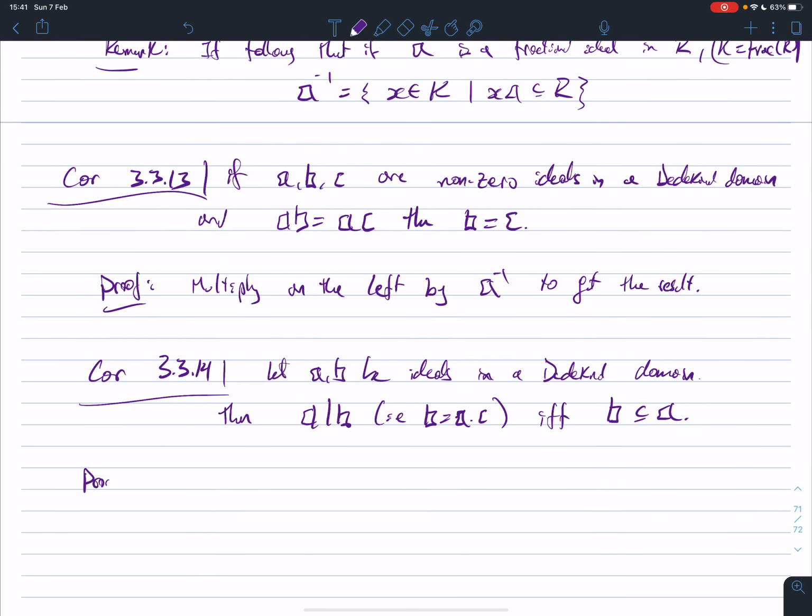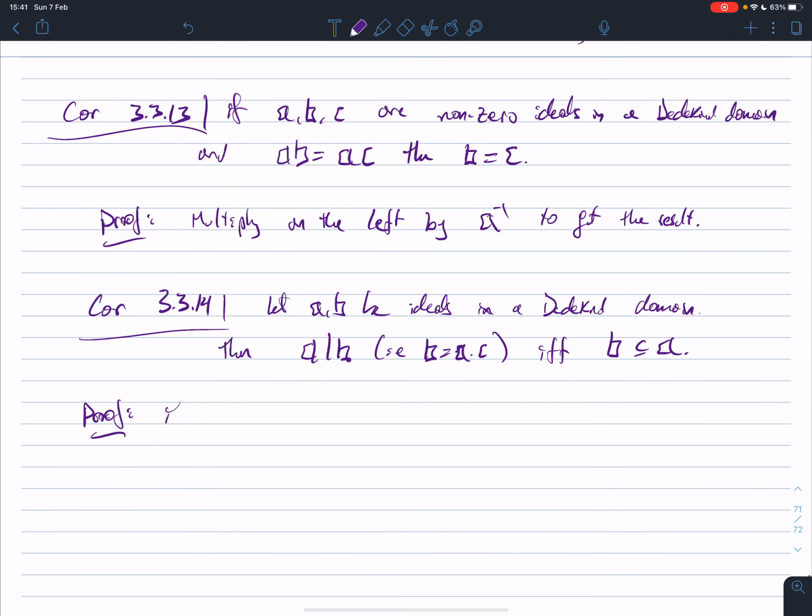So, proof. If A divides B, we have that B is something like A times some ideal C, which means B is contained in A. Just think of what this means: B looks like some element of A times some element of C. A is an ideal, so every element of B has to be contained in A. If you take an element of A and multiply it by any other element, you stay inside of A because A is an ideal. So the first bit is easy.